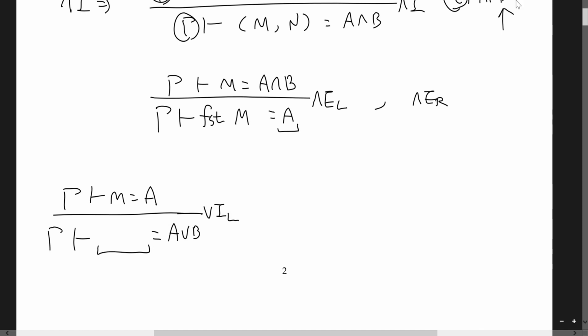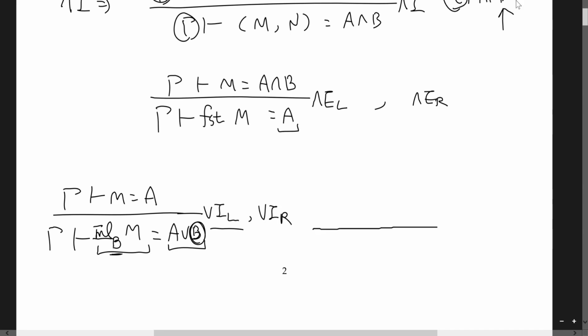And here we use injection left term. But without this annotation, the type is ambiguous. So we should place a hint here so that we can obtain this type B. So we annotated this injection left with type B. This is the disjunction injection left rule, and there's a corresponding disjunction introduction right rule.